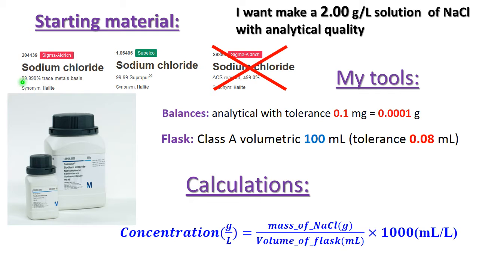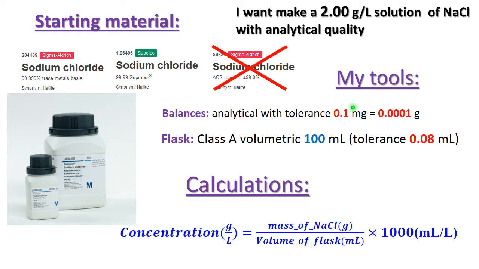I can try very expensive sodium chloride with 99.999% concentration. I can stop with 99.99 as well. That's reasonable. I do not want to take 99% ACS reagent, even though it looks very beautiful, because 99% purity is not enough for me.